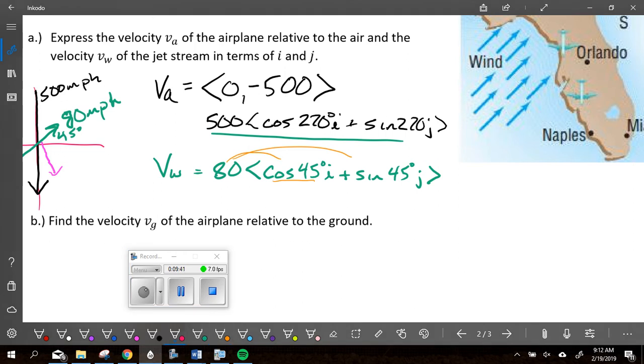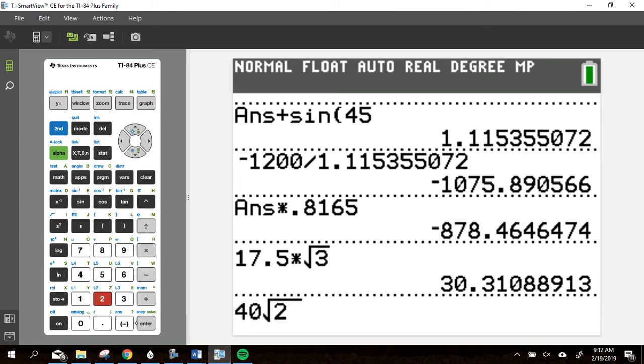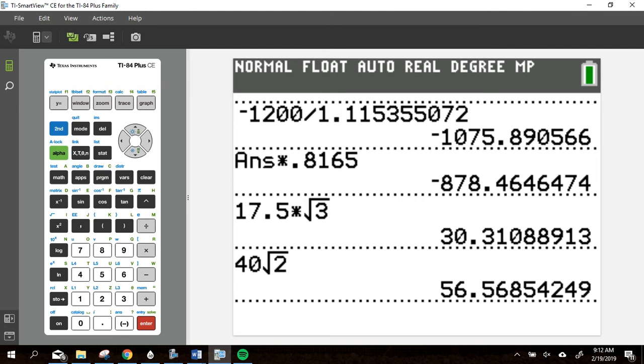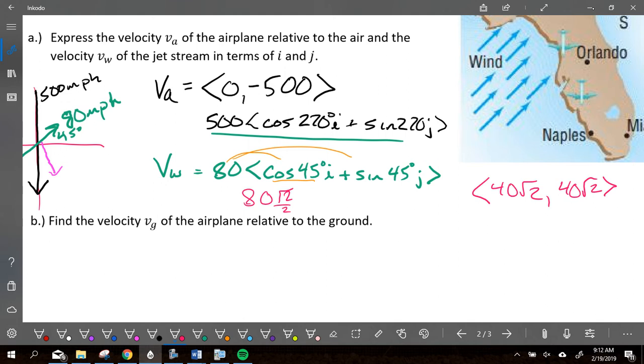So it's 80 times square root of 2 over 2. And so that is the same thing as 40 square root of 2. That's the non-rounded version, 40 square root of 2. And my y value is also going to be 40 square root of 2. I'm going to come off my high horse a little bit and just get an actual answer here. And so 40 square root of 2 is going to get me this number right here. I will not suggest this in the future, but let's round it. 56.569.